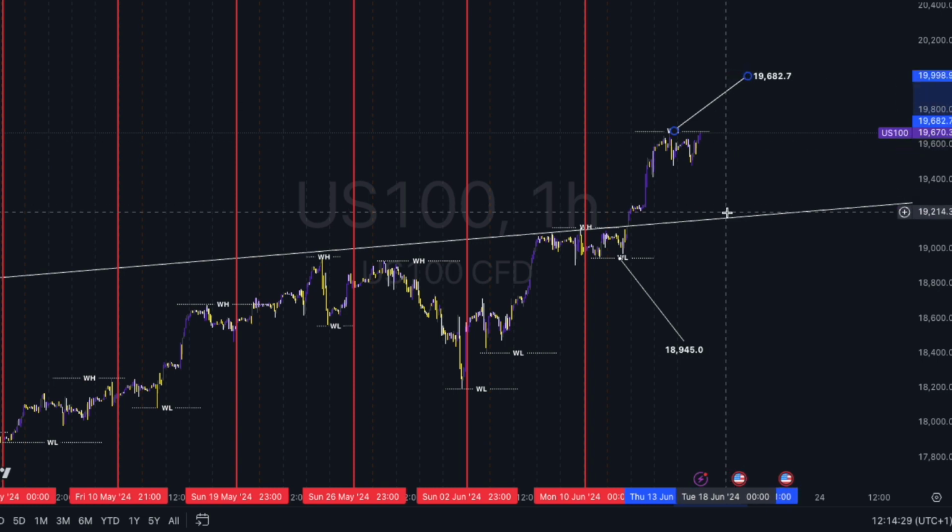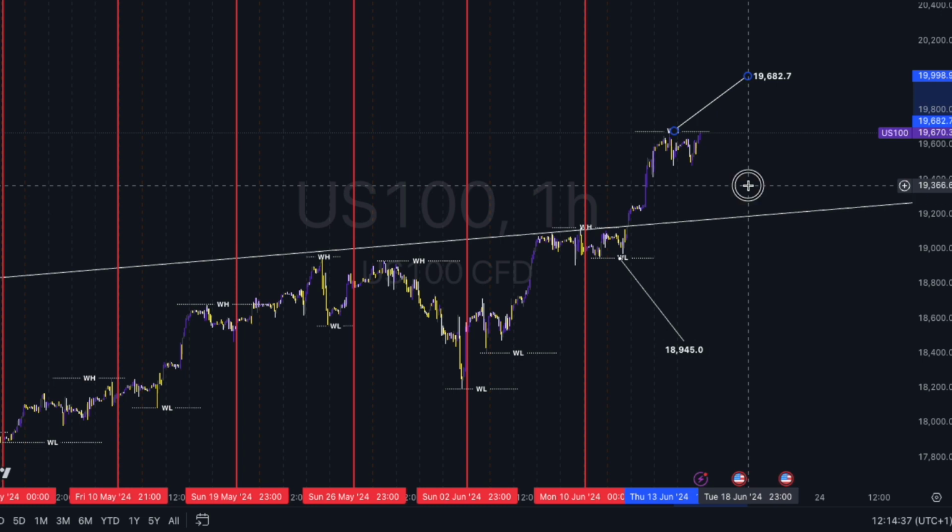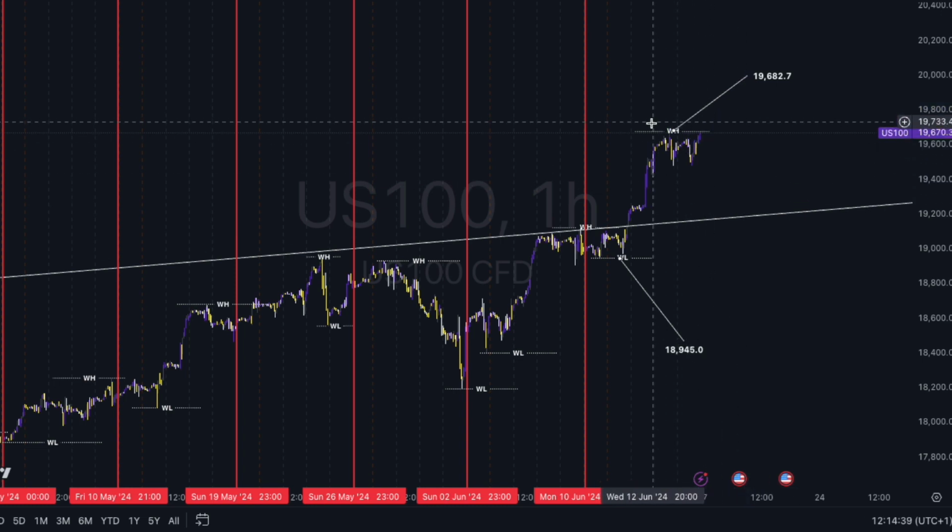And then the weekly high, which was set on the Friday, okay, that level is 19682.7. So if that level is violated, and it looks highly likely that it will be violated, okay, then we're going to be looking for positions in an upward trajectory. We're looking for longs, right?